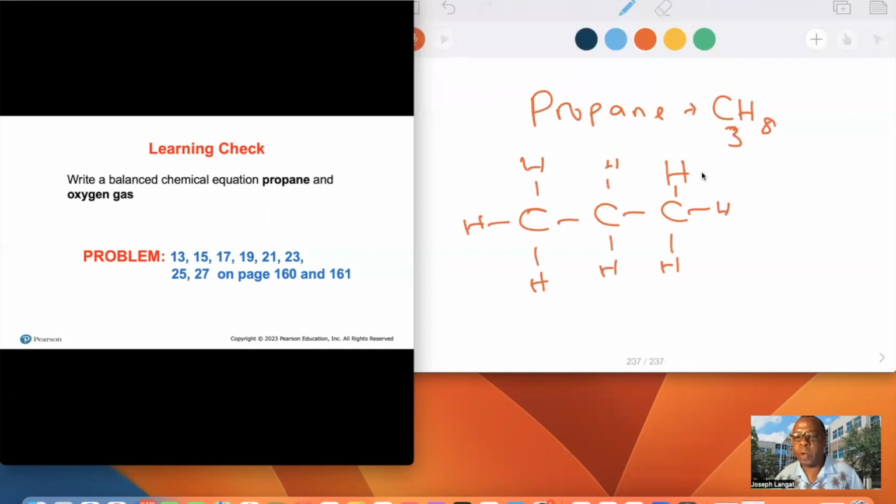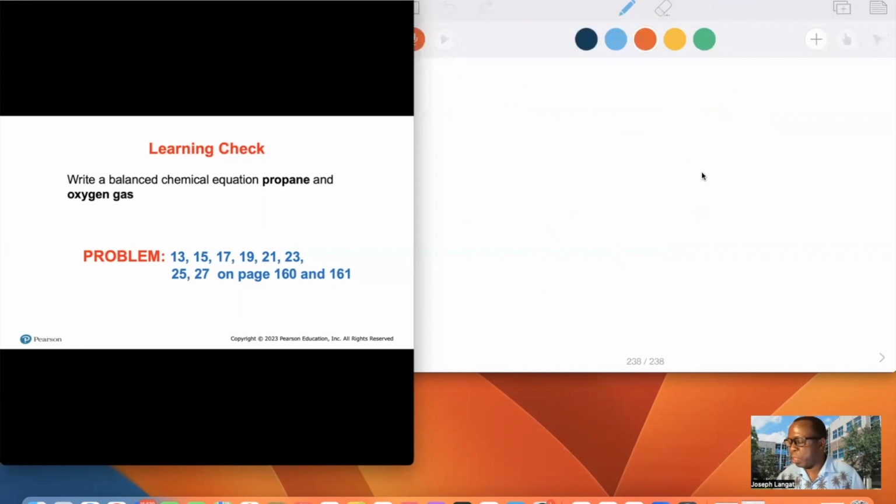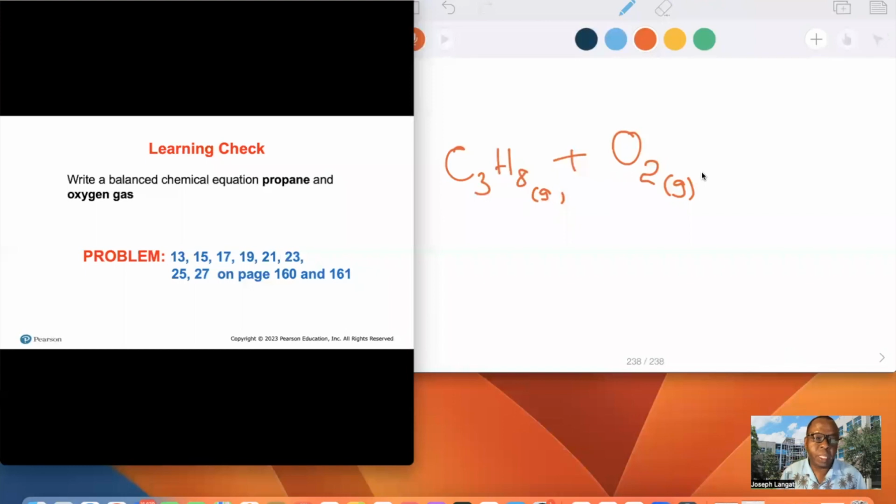And this is the formula for propane. So that is the chemical formula, C3H8, which could be a gas, plus oxygen gas. By the way, nitrogen gas, hydrogen gas, fluorine gas, and bromine liquid. Those, or oxygen gas in this case, are the reactants needed to produce energy.